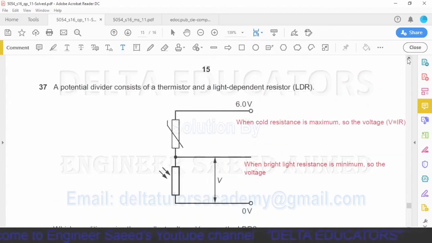Okay, first thing, here the total voltage is 6 volt, and this 6 volt will be the sum of the voltage across the thermistor and across the LDR. Now, if we have to find the smallest voltage across the LDR, it means the voltage across the thermistor should be largest. Now we have to check the condition when the voltage across the thermistor will be largest.